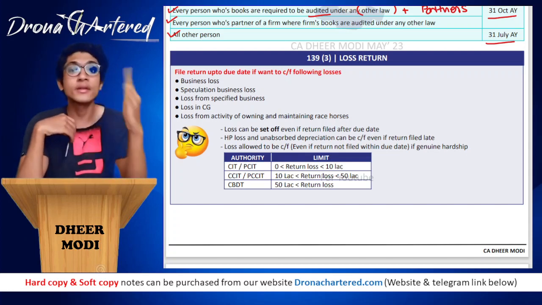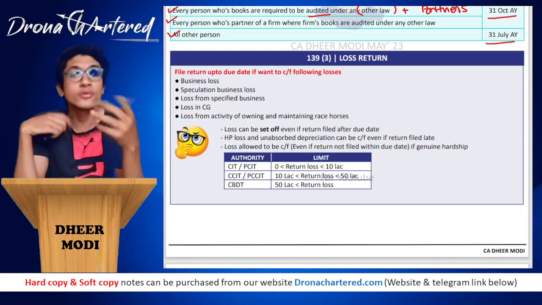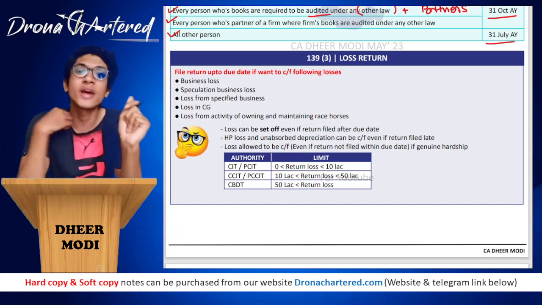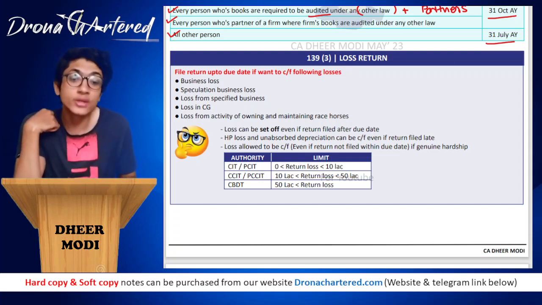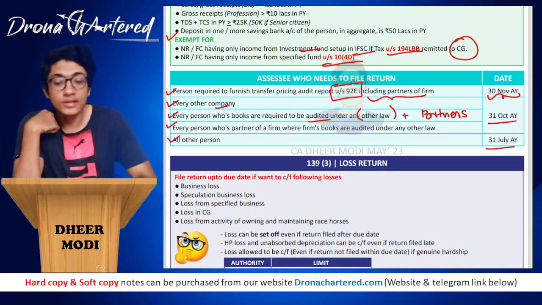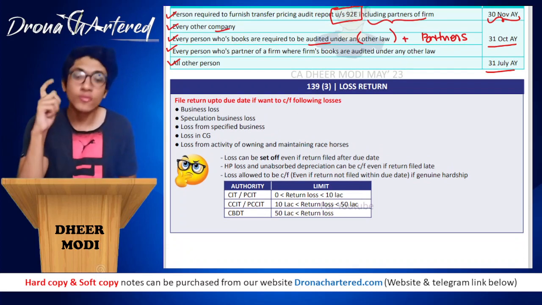Of course, you have five different heads. Now, if you have a loss in some particular heads, you have to file your return on time. Only then will they allow you to carry forward this loss. So that's why it says file return up to due date. These due dates that we have studied over here, 30th November, 31st October, and 31st July. So file return up to due date if you want to carry forward the following losses.